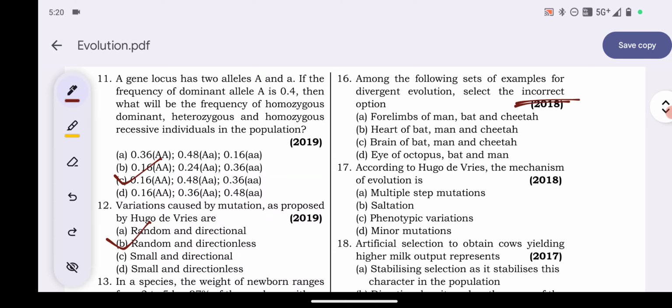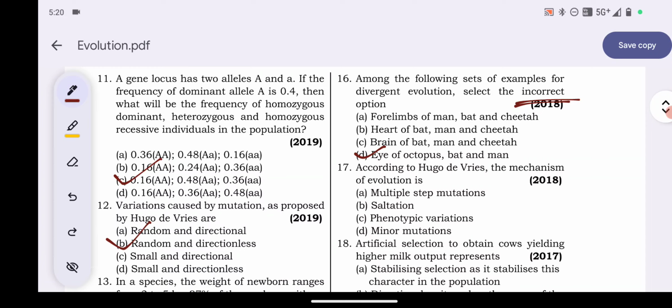So यहाँ पर 16 का आंसर क्या होगा? Option D, eye of octopus, bat and man. Explanation: although the camera eye of octopus and humans are strikingly similar, phylogenetic and embryological research shows that their camera eye evolved independently, implying convergent evolution. So D is the incorrect one for divergent evolution.